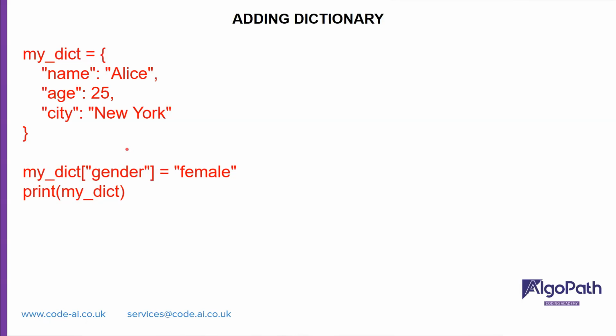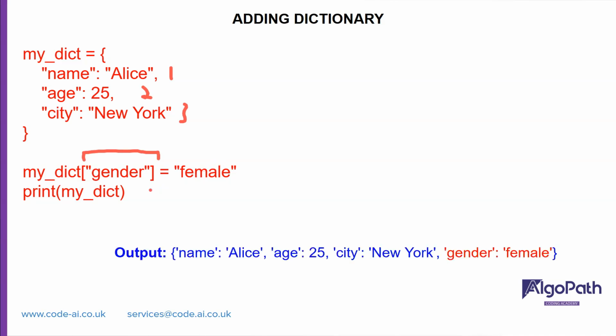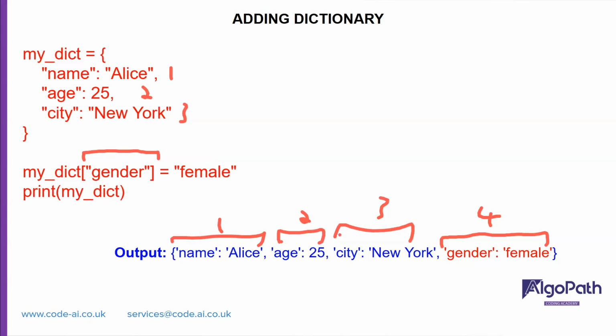Adding values. As you can see, I have three values in my dictionary at the moment. Let's add another one. So my dict gender, I make a new gender, and I'm making it equal to female. I print out my dictionary. I now have another entry, number 4, over here, which matches my other 3 over here.